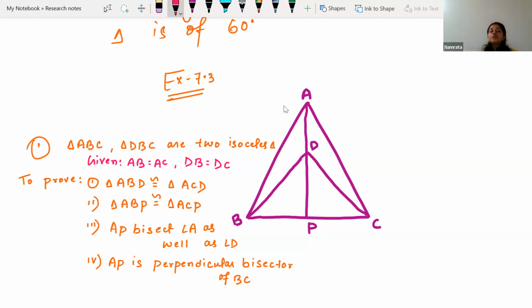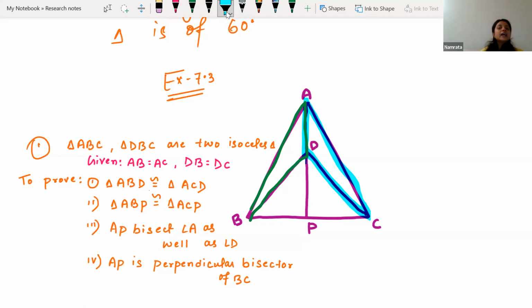Now let's start with the proof. We have to prove the first part, ABD and ACD. Let me mark both triangles, ABD and ACD. Can you see it?